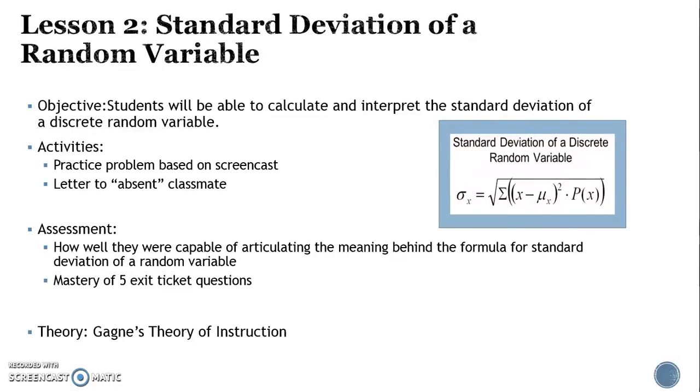So lesson 2 is to be able to calculate the standard deviation of a random variable. On purpose, I included what that formula looks like, and you can see it looks to be pretty complicated, because it is.